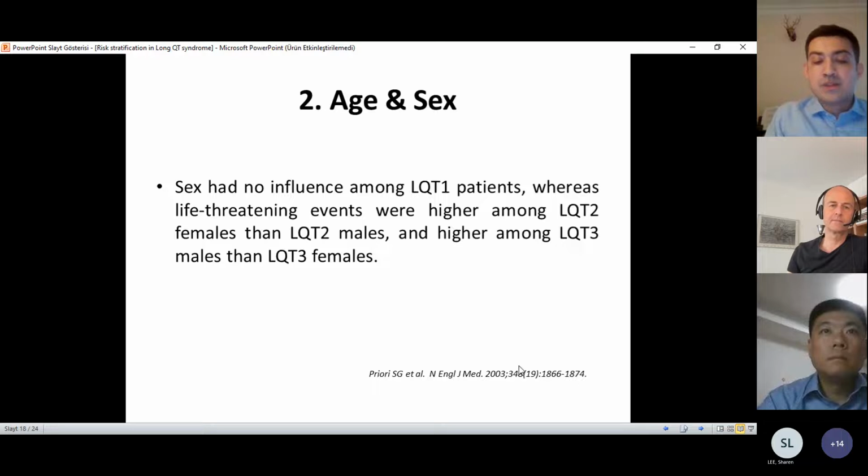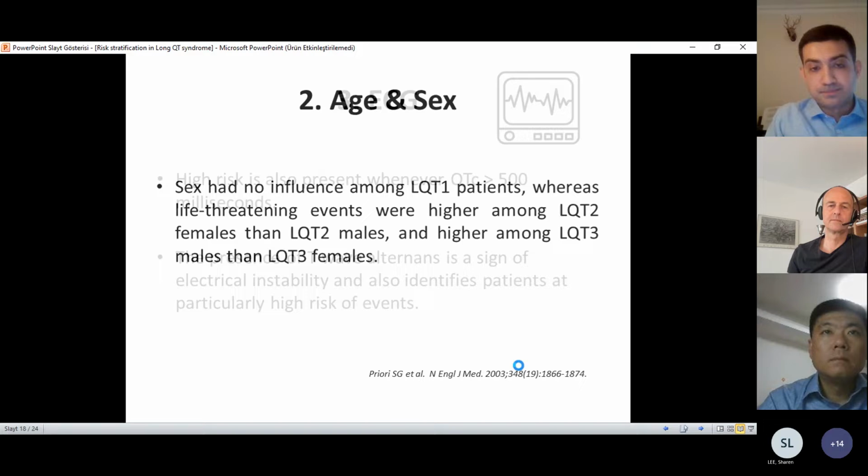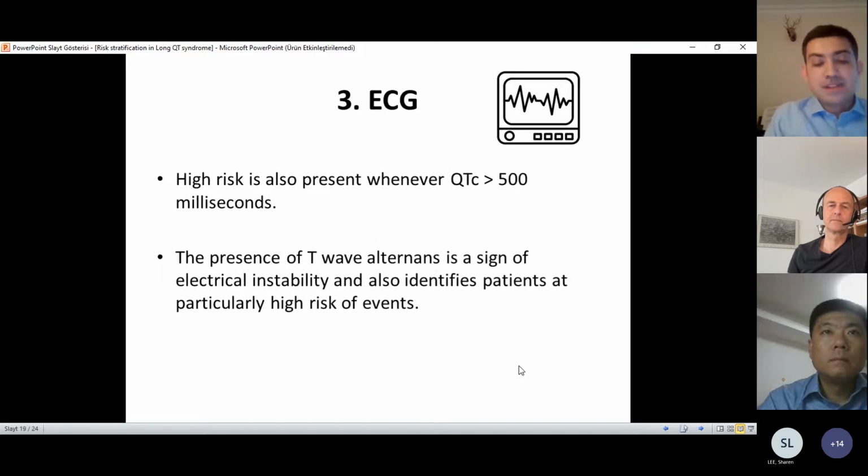Sex had no influence among long QT1 patients, whereas life-threatening events were higher among long QT2 females and higher among long QT3 males. High risk is also present whenever corrected QT duration is higher than 500 milliseconds and becomes extremely high when corrected QT duration is higher than 600 milliseconds.